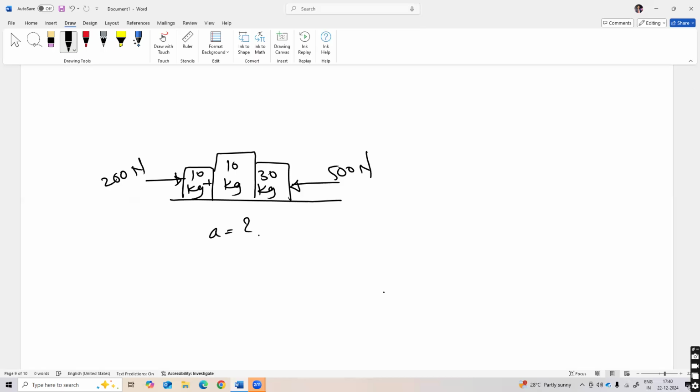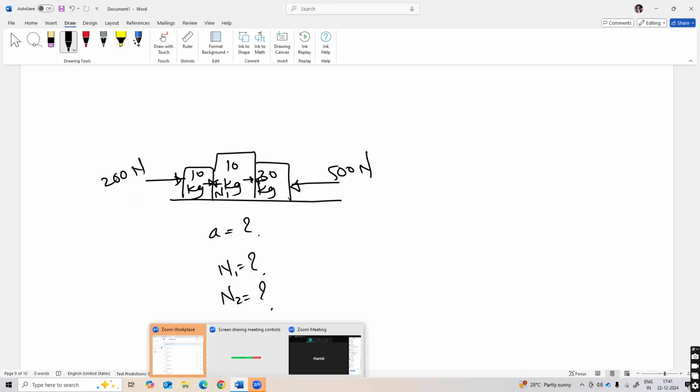And let's say this is N1, the normal reaction between the first and second, and this is N2, the normal reaction between the second and third. So find out these quantities. You have 2 minutes to solve this. Please try to solve it as soon as possible.